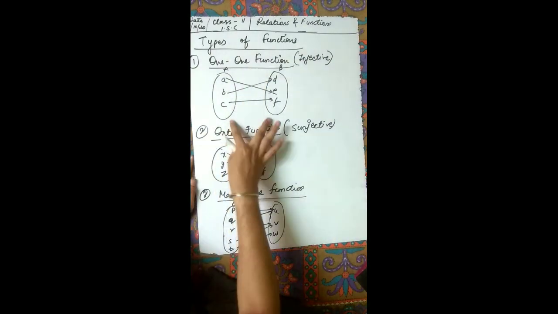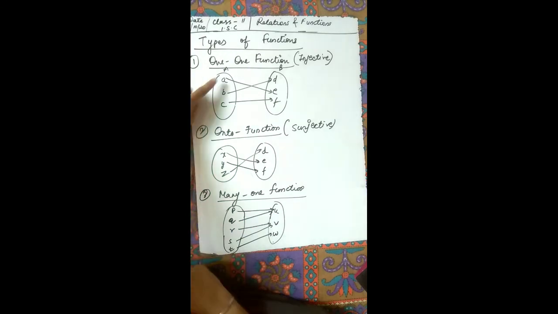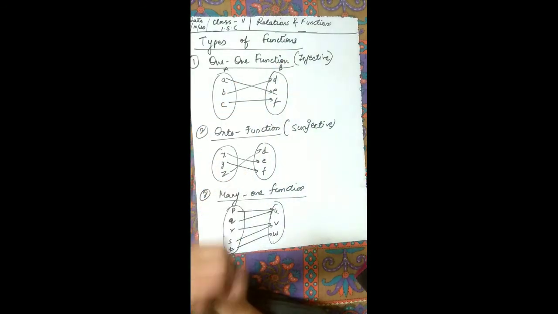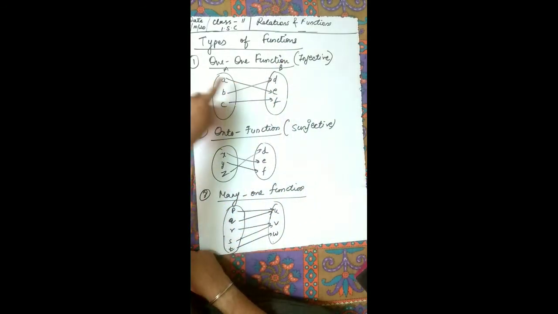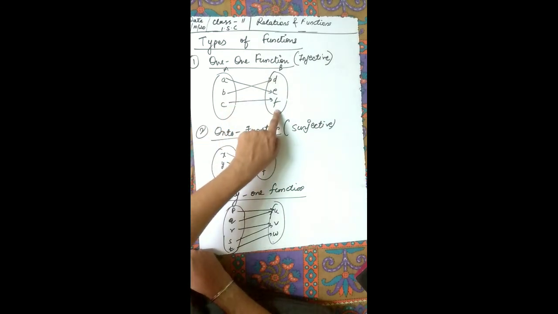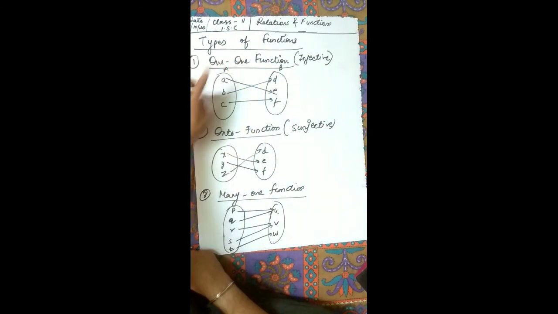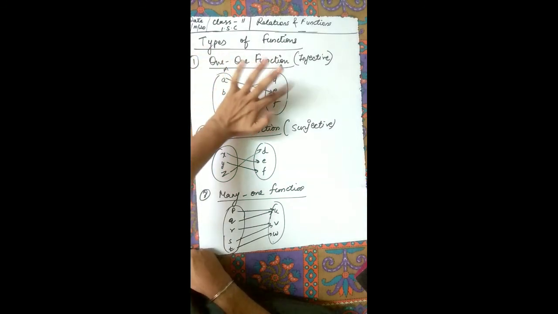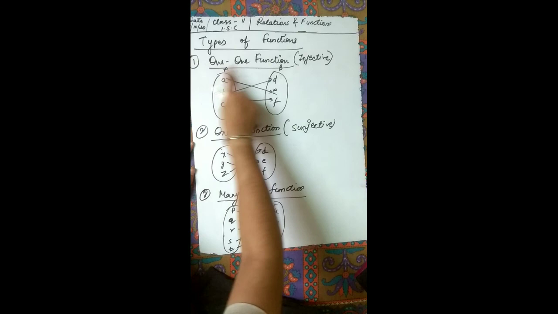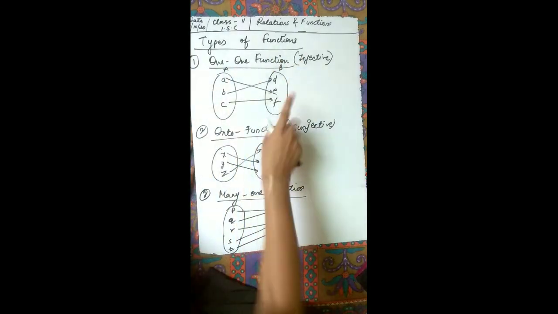Now with the diagram, as you can see, for each element in X there is one and only one image in Y. So a is related to e, b is related to d, and c is related to f. So this is called a one one function. Every element of A has an image in B. This is called the one one function.